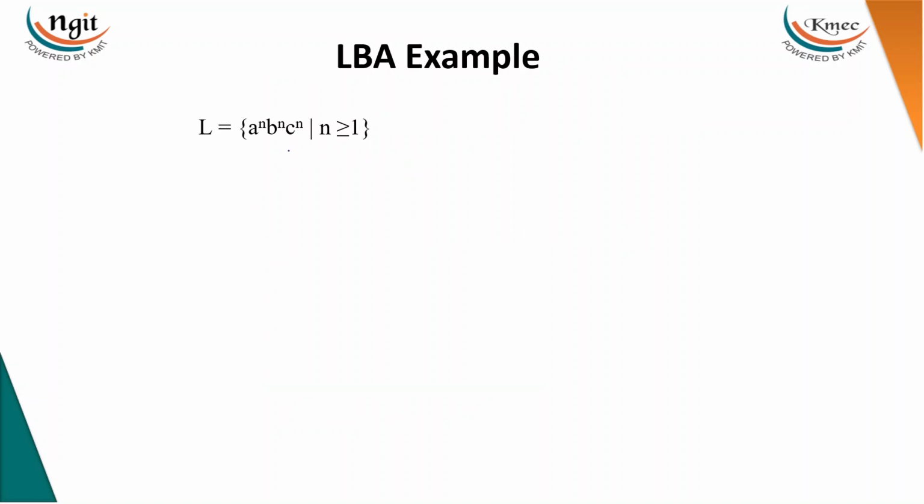A power n, b power n, c power n. First let me tell you how to construct the Turing machine, then we'll convert it into the LBA. The Turing machine for A power n, b power n, do you remember that? If not, let me go through it. If you have 4 A's and 4 B's and 4 C's, and you have forgotten this, please go to the Turing machine construction example, 4.2. There I explained the same problem with the Turing machine. Let me just recall it within no time.